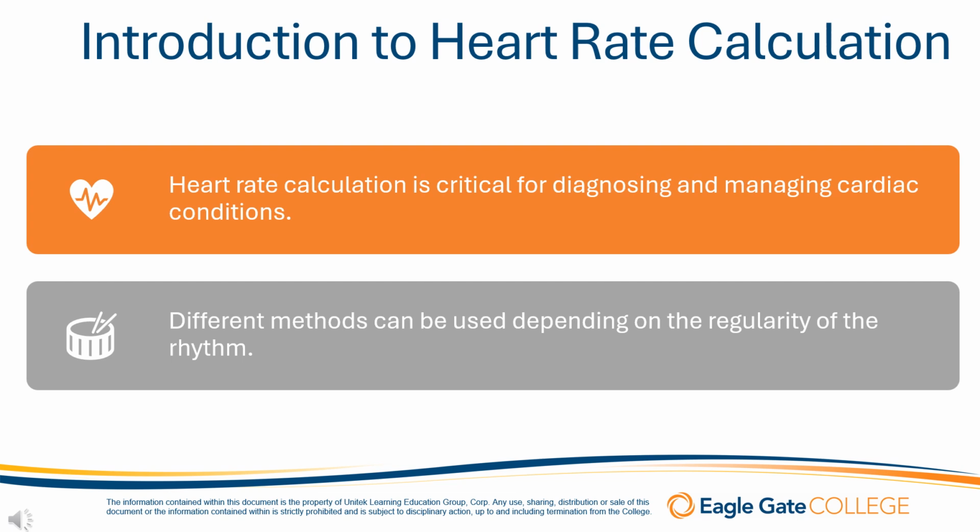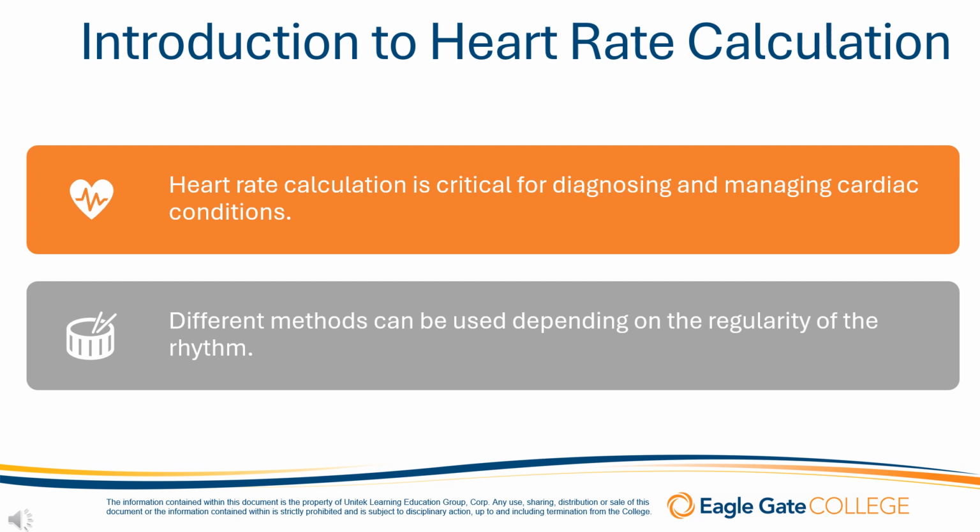Normal heart rate ranges from 60 to 100 beats per minute in adults. Deviations from this range can indicate various conditions such as bradycardia, a slow heart rate, or tachycardia, a fast heart rate. Recognizing these conditions early allows for prompt intervention, which can be life-saving.